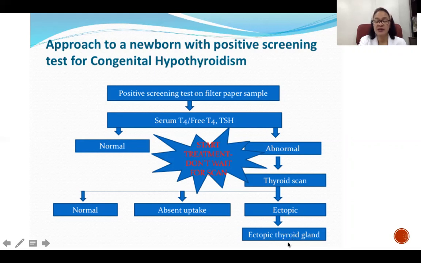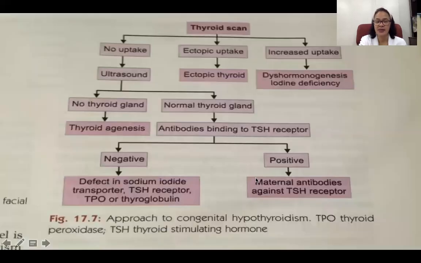So you have to consider that. And then you need to start treatment once you have already these findings, okay? So here, when you do your thyroid scan, if there's no uptake, do the ultrasound, okay?